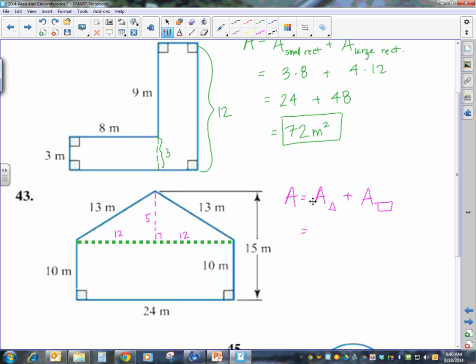Okay, so the area of my triangle is going to be 1/2 the base. The base of my triangle is 24 times the height of 5 plus the area of my rectangle, which is 10 times 24. So we're going to add that up. We're going to have 60 plus 240, which is 300. Again, my units are all in meters, so this, excuse me, 300 square meters.